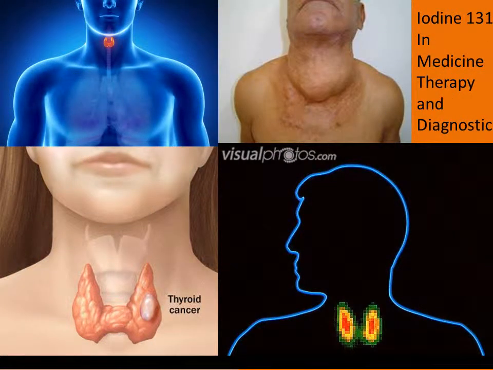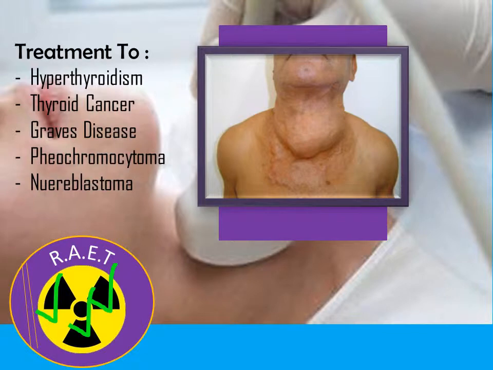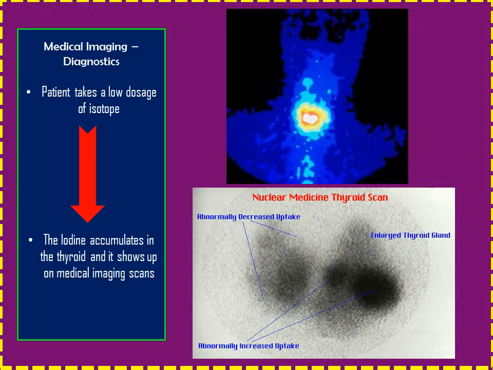Iodine 131 is used for diagnostic and treatment purposes. Iodine 131 can be used to treat thyroid cancer, hypothyroidism, and Graves' disease. For this disease to be identified, the patient takes a low dosage of iodine tracer. The diagnostic image requires iodine to accumulate in the thyroid gland, proving an overactive thyroid by its abnormal size on the screen.